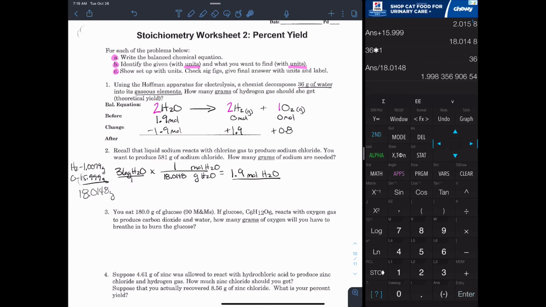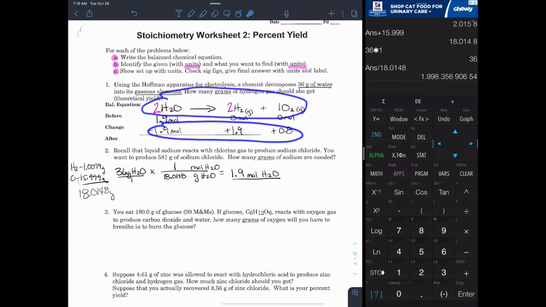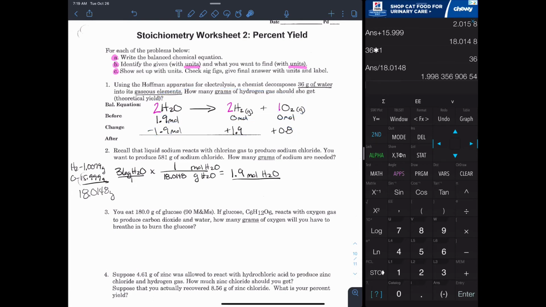To go back and check our work, we want to make sure that the ratio on the balanced equation matches the ratio on the change line, right? So 2 to 2 to 1, these two numbers should be double whatever this number is, and we know it's right. Then we'll simply add and subtract to fill in the after line. So there's 0, 1.9, and 0.9.